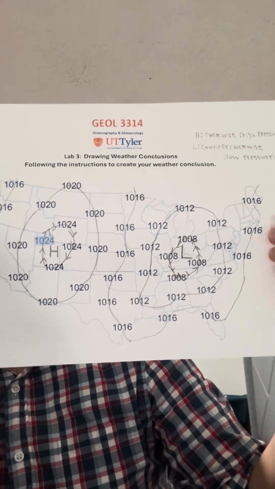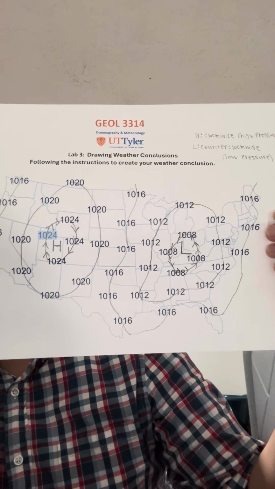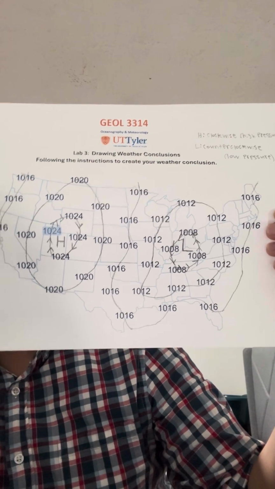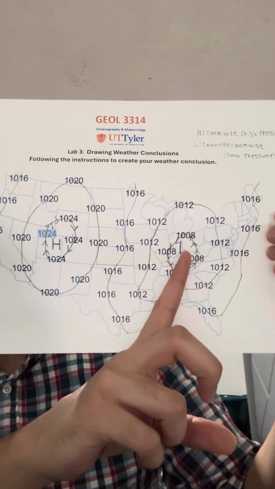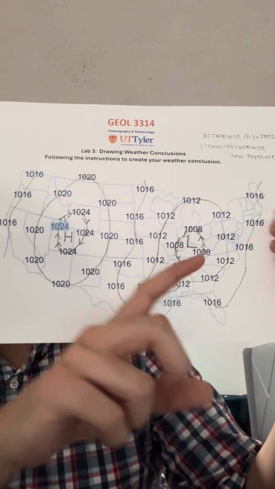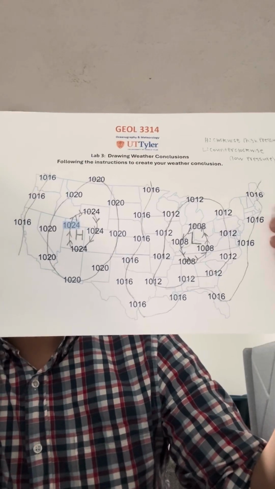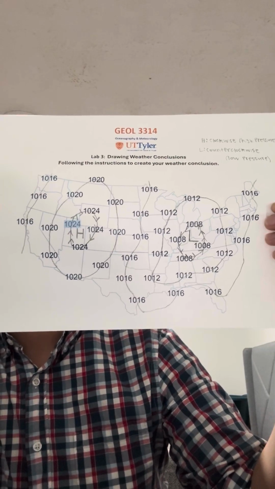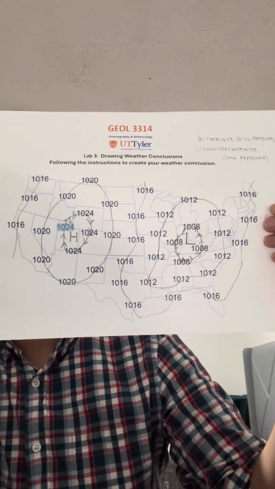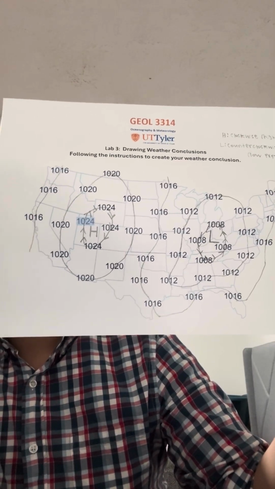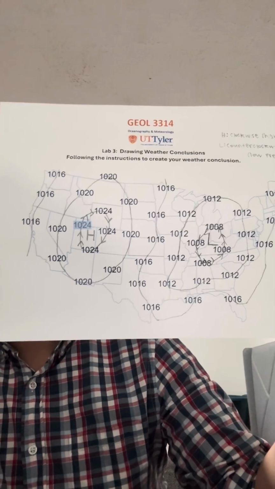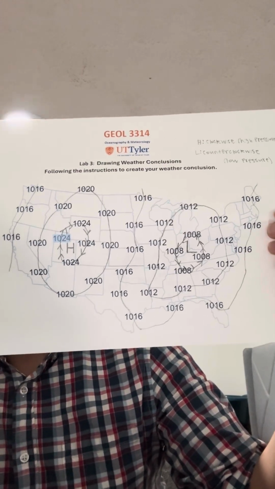I labeled the isolines with the highest and lowest pressure as H and L respectively. So there is an area of maximum high pressure, and this is the area of maximum low pressure. As I explained previously, areas of low pressure are areas in which we expect precipitation and thunderstorms, whereas areas of high pressure are areas in which we expect clear weather and calm skies.